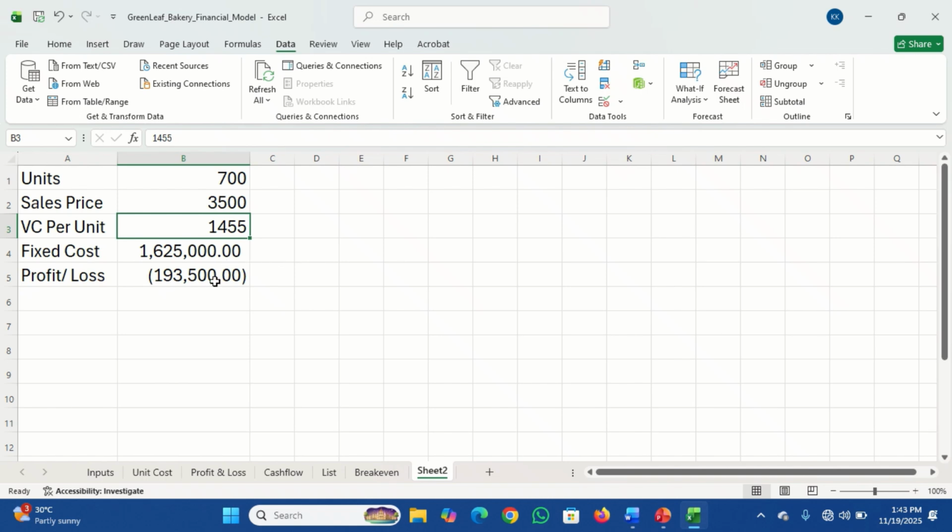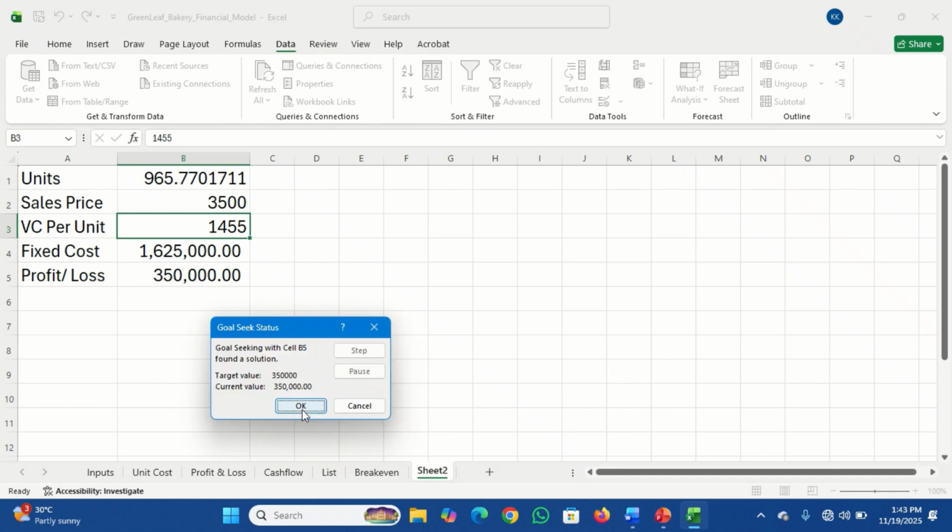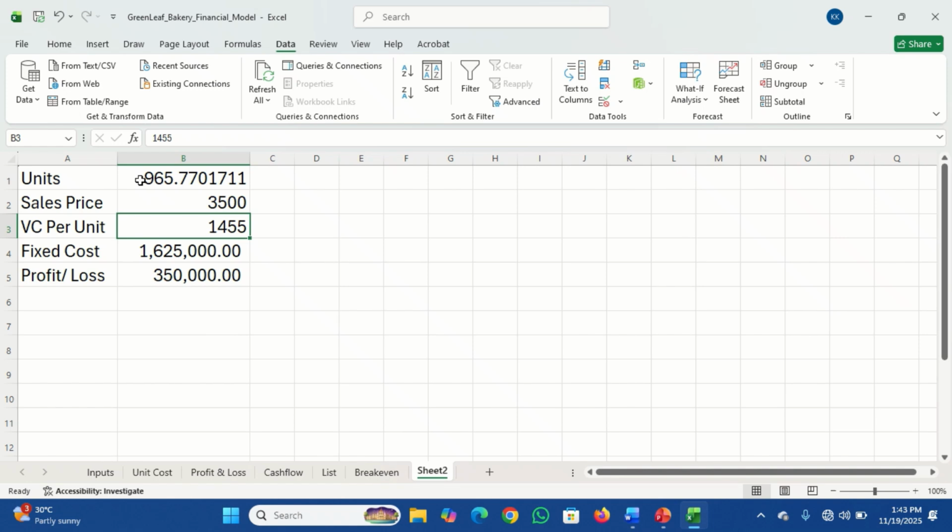So now let's use what if analysis. What if we want to make a profit of 350,000 every month by changing our product, the quantity of products we are going to be selling per month? So we click OK. Now that settles it. It means that we need to sell 966 products every month in order to generate 350,000 naira profit. So this is how we use the Goal Seek.